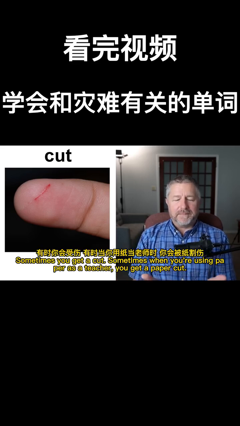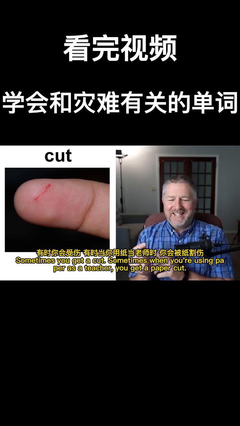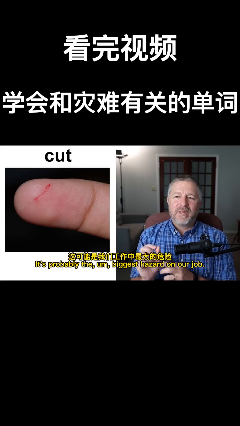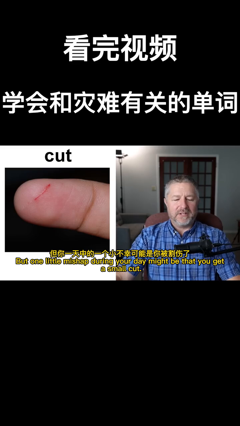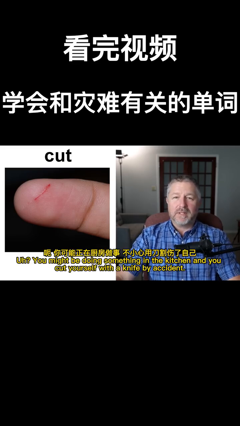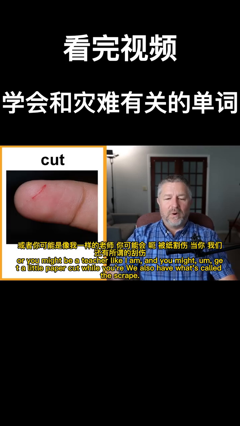Sometimes you get a cut. Sometimes when you're using paper as a teacher, you get a paper cut. It's probably the biggest hazard at our job, to get paper cuts, because we use so much paper. But one little mishap during your day might be that you get a small cut. You might be doing something in the kitchen and you cut yourself with a knife by accident, or you might be a teacher like I am and you might get a little paper cut while you're at work.